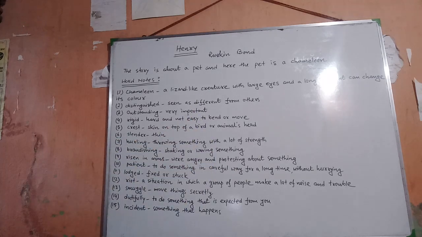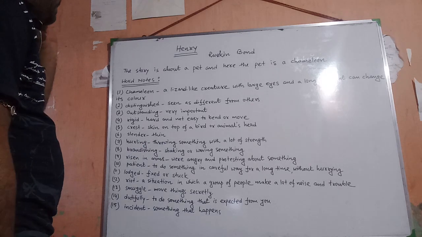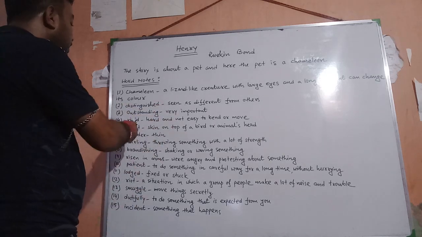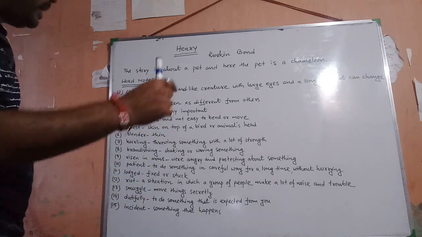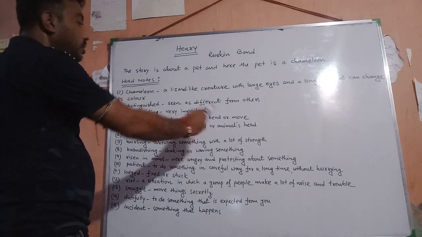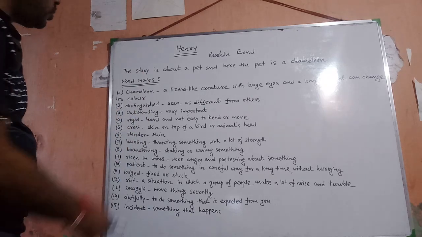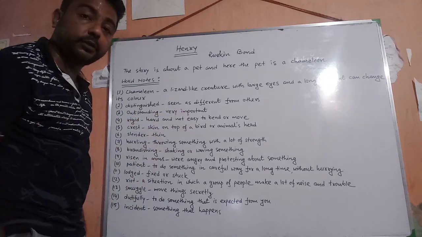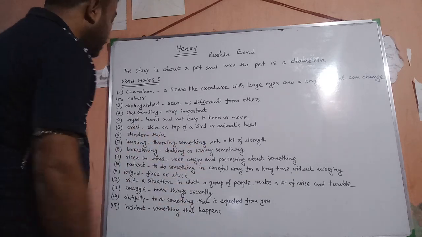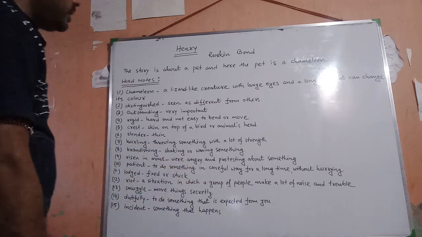A lizard-like creature with large eyes and a long tail that can change its color. Distinguished: seen as different from others. Outstanding: very important. Rigid: hard and not easy to bend or move. Crest: skin on top of a bird or animal's head. Slender: thin. Hurling: throwing something with a lot of strength. Brandishing: shaking or waving something.